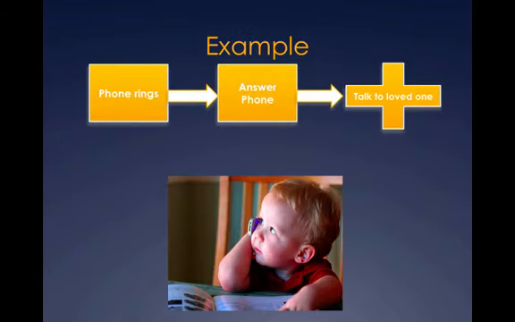So an example is the phone rings, that's the antecedent. Your behavior is that you answer the phone. And the positive reinforcement, so what's being added, is that you're able to talk to or hear from a loved one. Therefore, in the future, you're more likely to answer the phone when that person is calling.